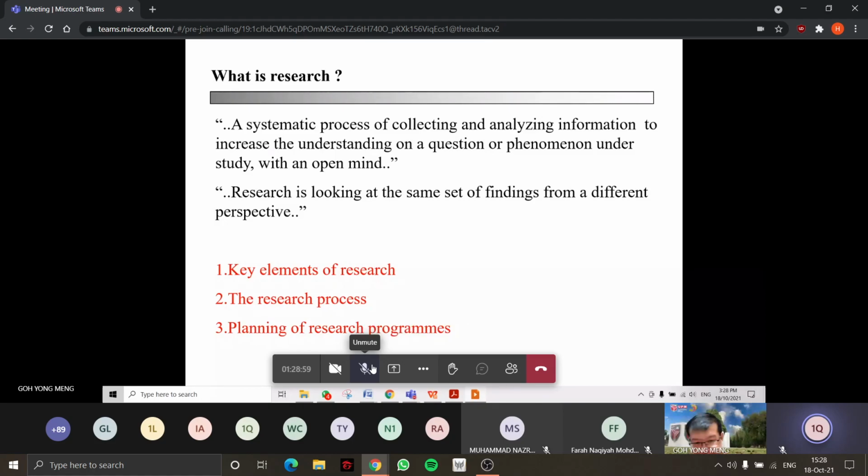Okay, in order to do a final year project, you need to understand what is research. Research is, well, to me, is looking at the same set of findings from a different perspective. That's why the word research. And it involves systematic process of collecting, analyzing information to increase the understanding of whatever that you're investigating. Whatever that you need to do in research, you always start with a research question, a problem that you want to solve. Okay, this is actually where we talk about the key elements of research, the process, and planning of research programs.